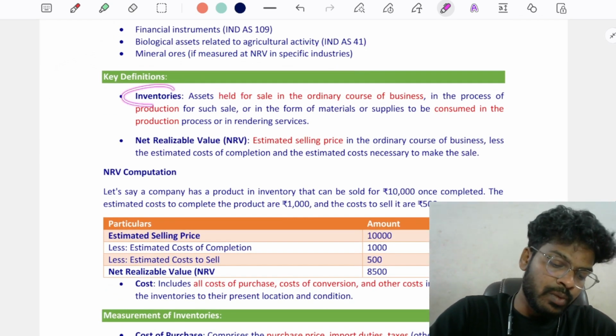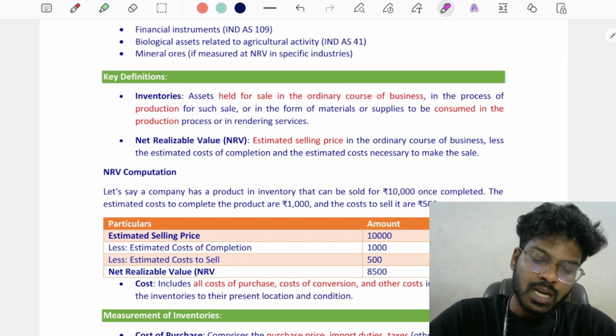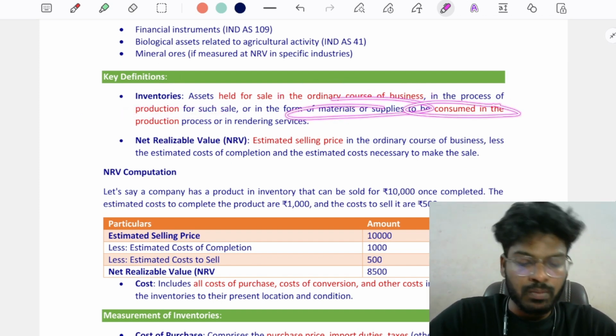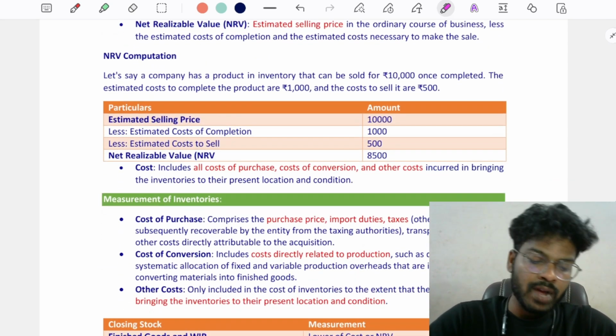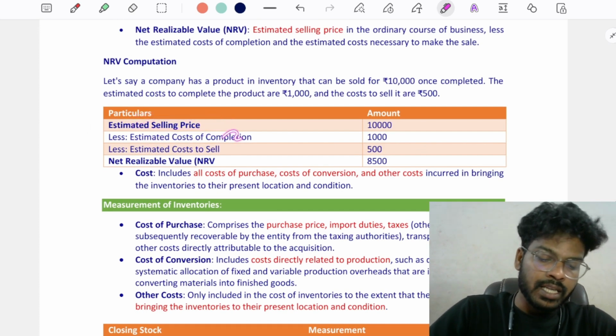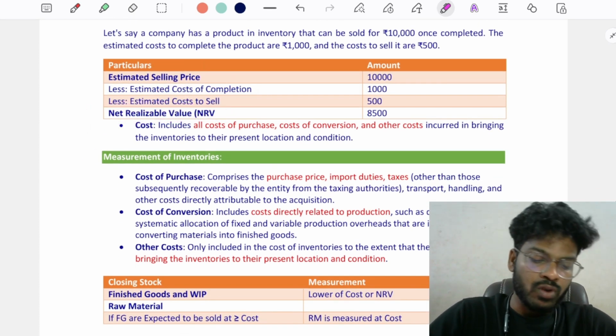Definition: what do you mean by inventory? Inventories are assets held for sale in the ordinary course of business, in the process of production, or materials and supplies to be consumed in the production process or the rendering of services. What do you mean by net realizable value? Net realizable value is the estimated selling price less the estimated cost of completion and the estimated cost to sell.